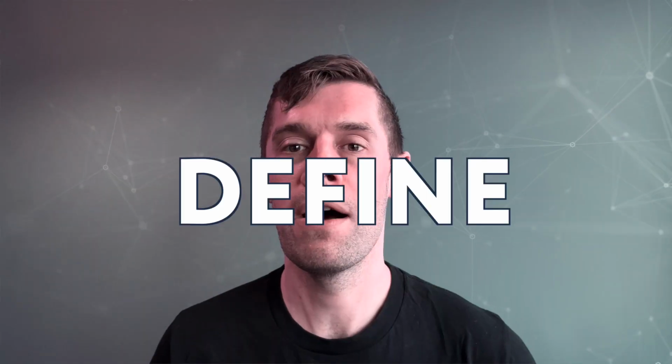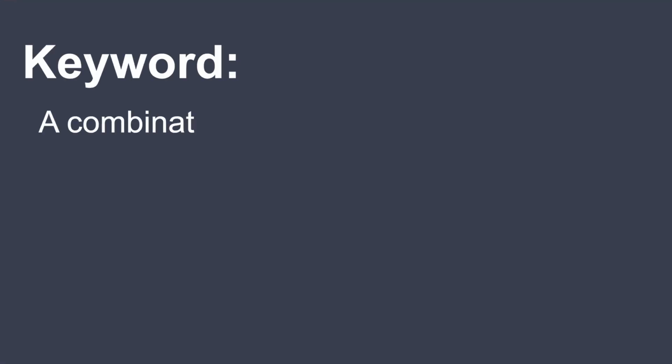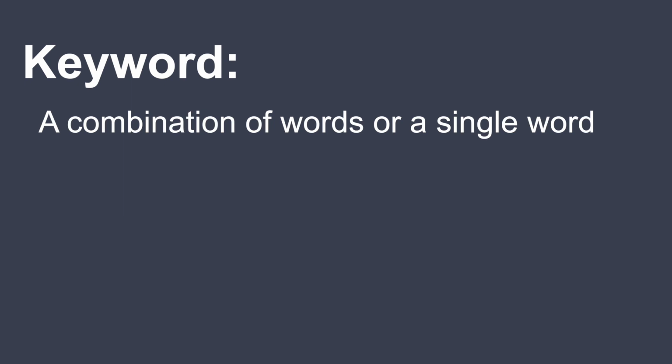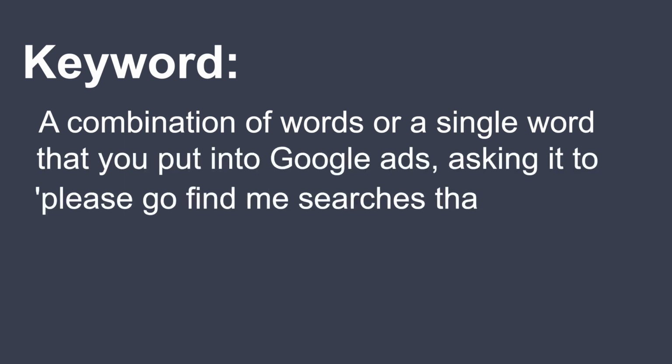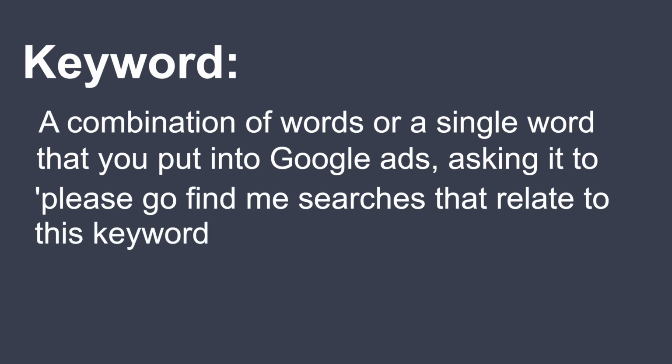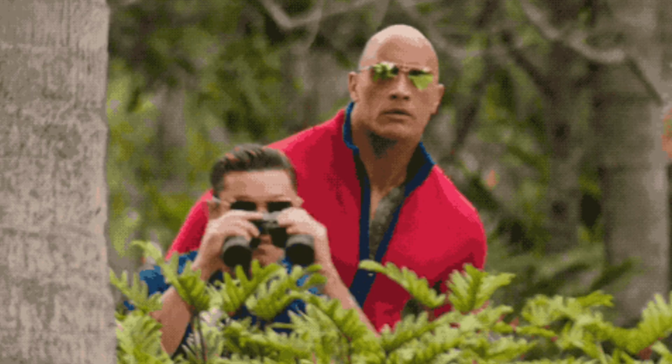Firstly, let's just define a few different things that we're going to be talking about in this video. Let's start with a keyword. A keyword is a combination of words, or maybe a single word, that you're putting into Google Ads and you're saying, please go and find me searches that relate to this keyword. So it's a keyword, or words is the misleading part, I always think, in the name of it. And it can have a broad match, a phrase match, or exact match. And that defines how tightly Google is going to be around finding searches connected to that keyword.